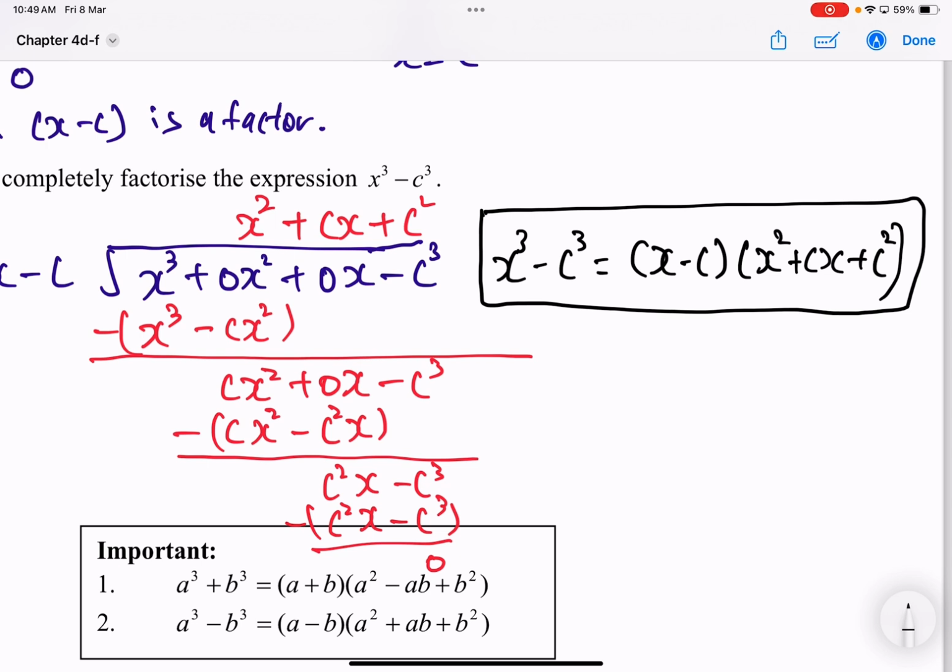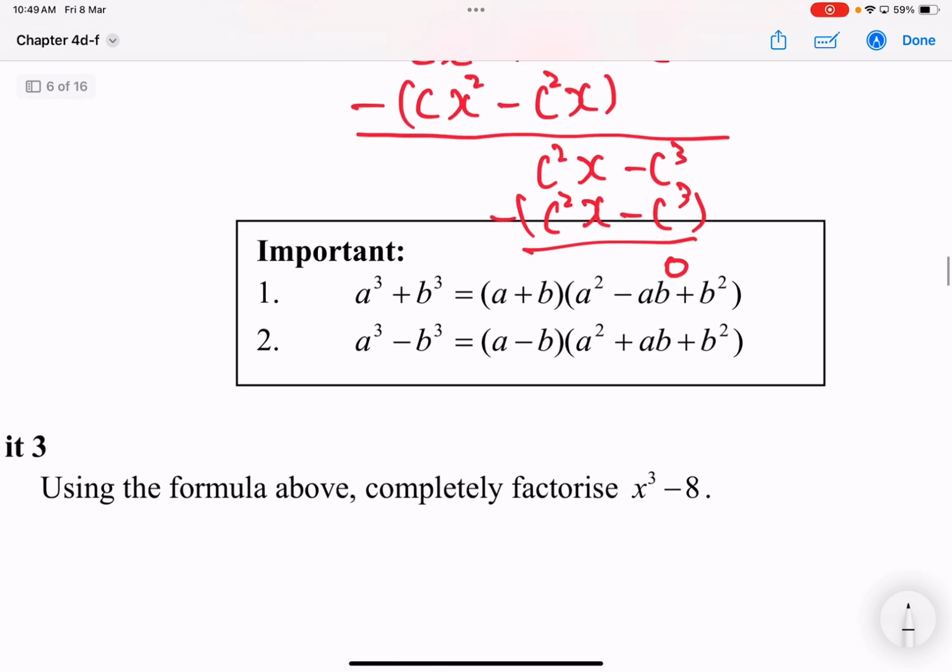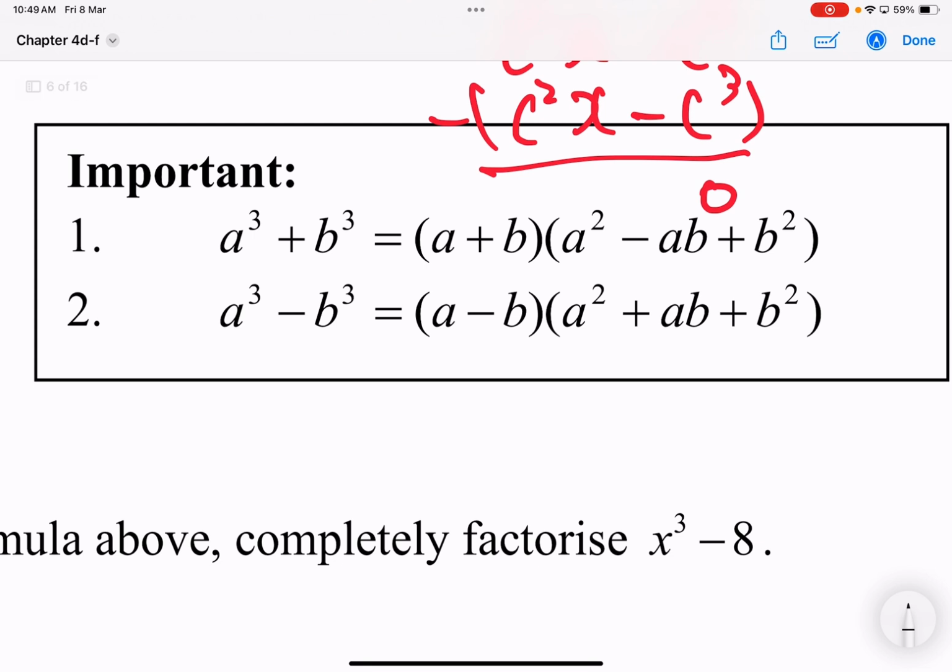Okay, is everyone done with this one? If you are done, your break time is over. Let us go to this part. Now, this part is very important.